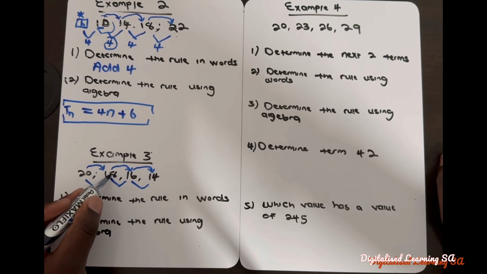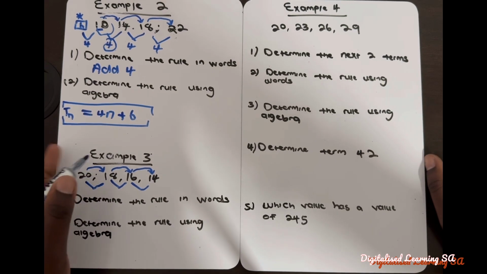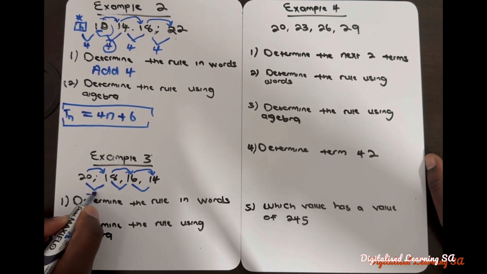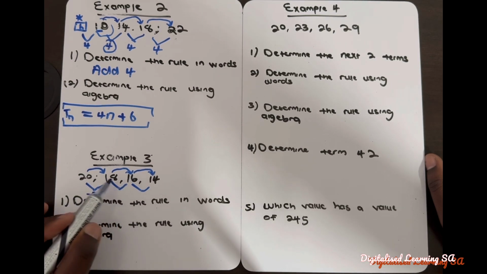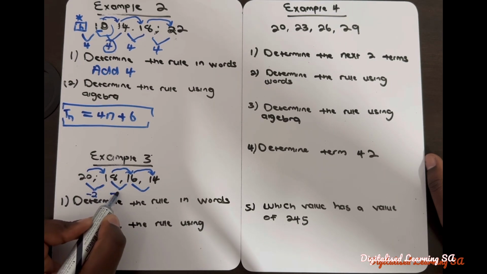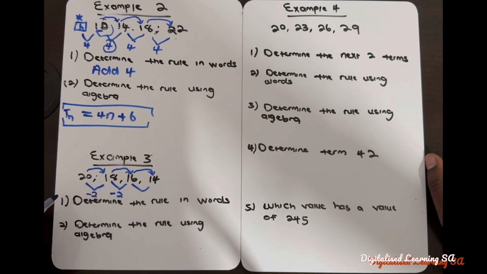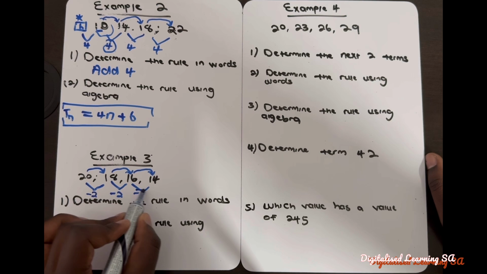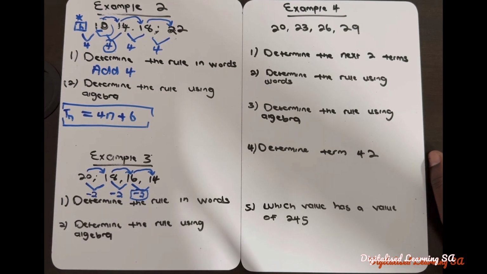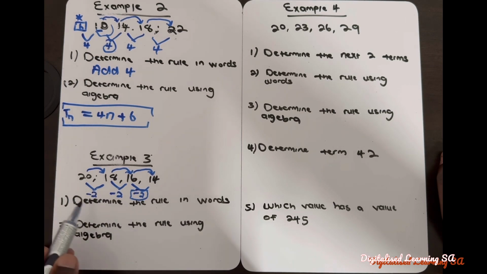And if you take 18 and subtract 20, you get -2. And if you take 16 and subtract 18, you still get -2. And if you take 14 and subtract 16, you still get -2. So this value here, which is -2, is our constant difference, and it should be the same throughout. And as you can see here, it's the same.